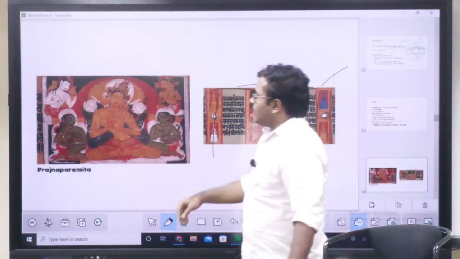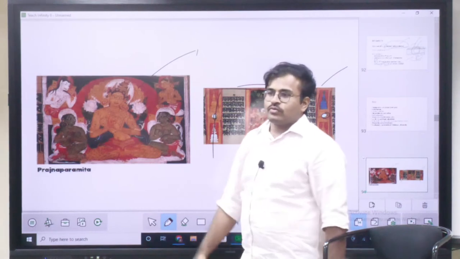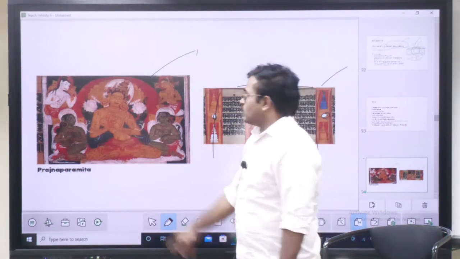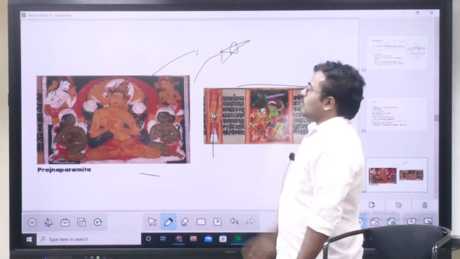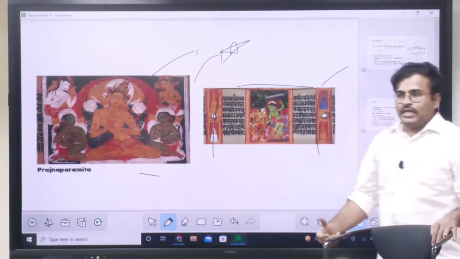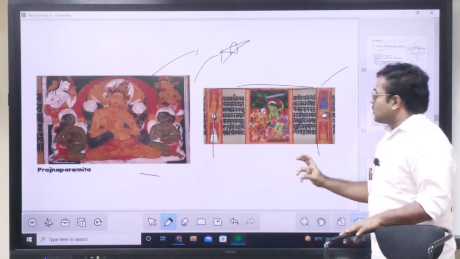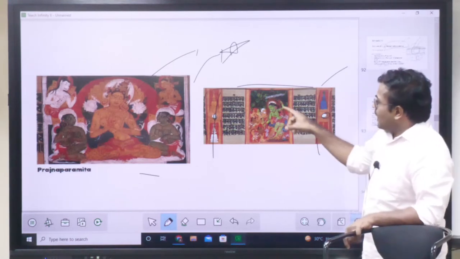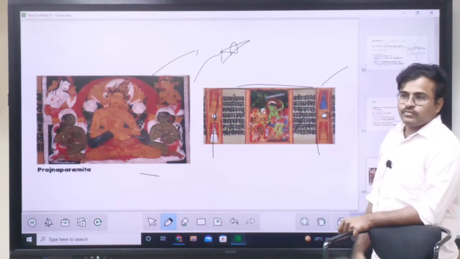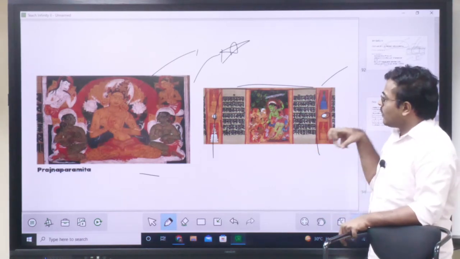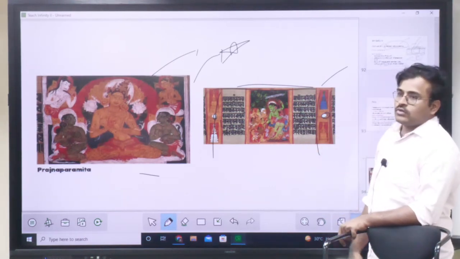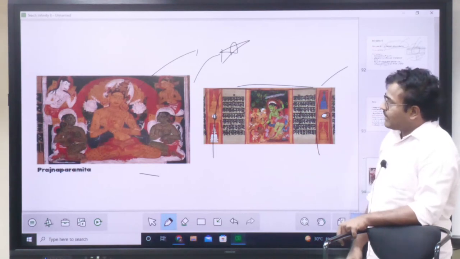And this is also the image of the same Prajna Paramita. The same image is there, and it is a very prominent image of the Pala school of miniature technique. See this. The images, even though they are very small, have a lot of decoration and detailing. In miniature tradition itself, they started showing a lot of decoration and detailing. That is the most unique aspect in this painting tradition.